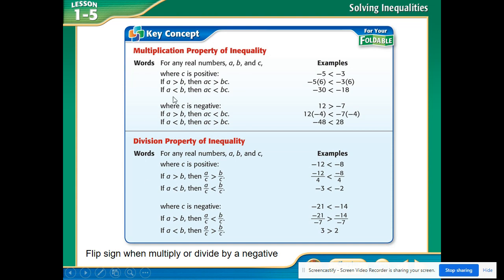Multiplication and division. This is where we have to flip the sign when we multiply or divide by a negative. So here, greater than, greater than, less than, less than. Nothing changes when it's positive. But look at what happens when it's negative. It goes from greater than to less than, and less than to greater than. We changed the sign. We flipped it. And the same thing happens down here with division. That is the most important thing that you need to understand about solving inequalities. It's just like solving equations, except you have to flip the sign when you multiply or divide by a negative number. All right, let's look at some examples.